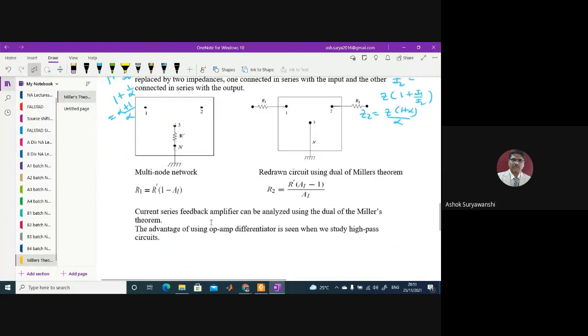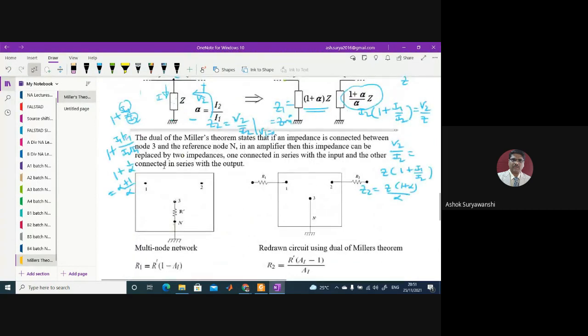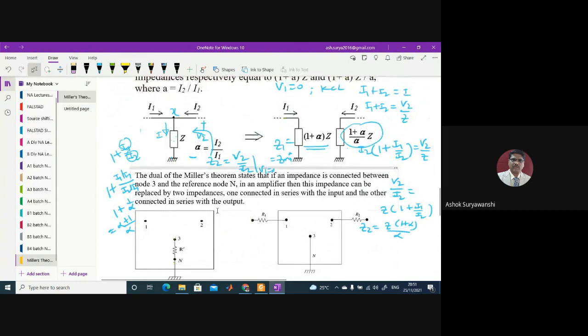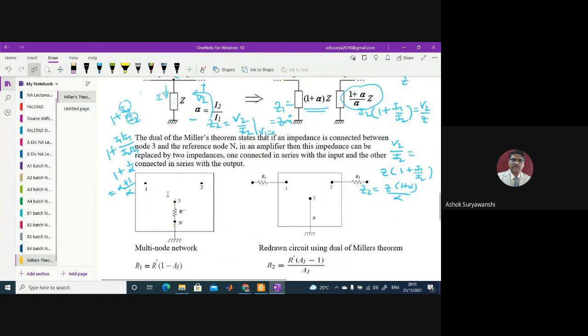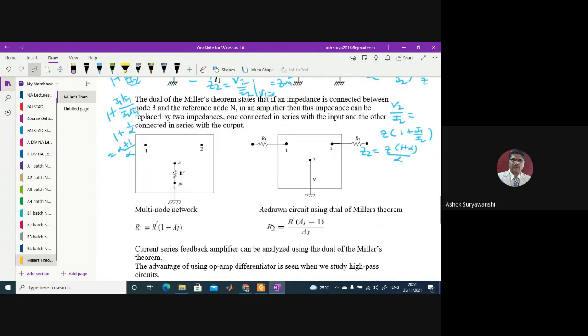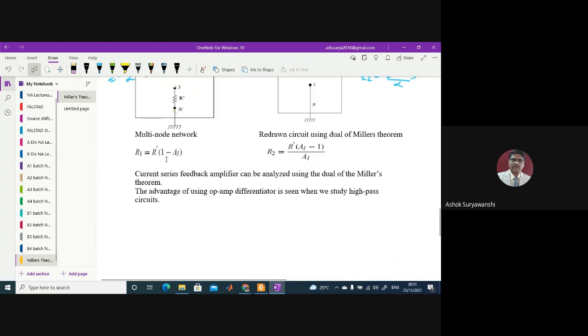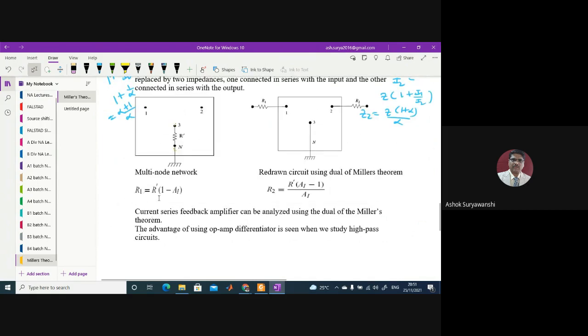Here you can see for this particular Miller's dual theorem, it is considered that there are two nodes, and between one node and the ground there is R dash. How can we simplify this R dash? We can simplify R dash between the node and ground, that is R1 on this side and R2 on this side. What is R1? R1 is going to be R dash into 1 minus AI, or 1 minus alpha. Earlier we said Z1 is equal to Z into 1 minus alpha or AI. So R1 equals R dash into 1 minus AI.